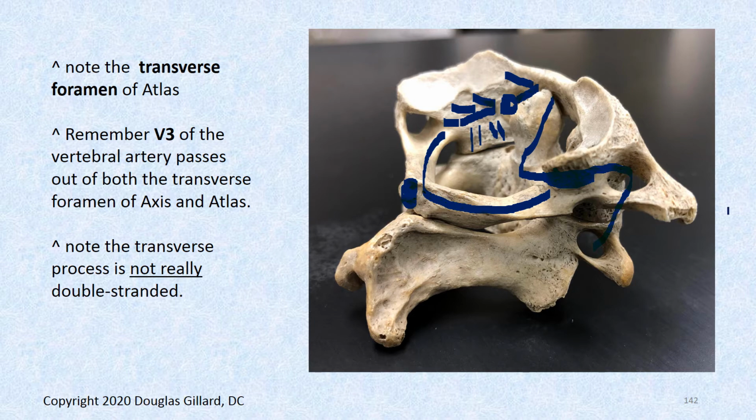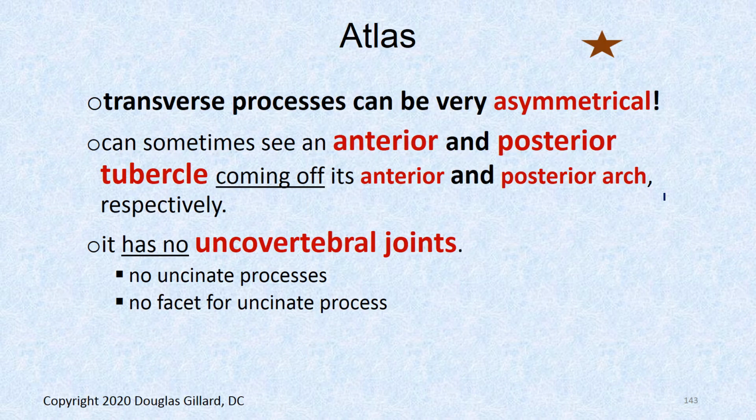But you can see, you call that double-strutted transverse process. I guess maybe, but it's not so marked double-strutted. Because I guess you could say there's an anterior tubercle and there's a posterior tubercle. But definitely a strange beast. Transverse processes can also be very asymmetrical. Sometimes one is short. Sometimes one is long. Sometimes it's bent. All kinds of things.